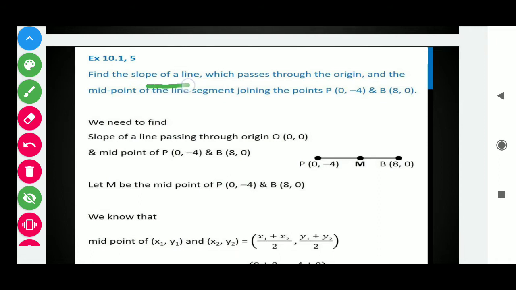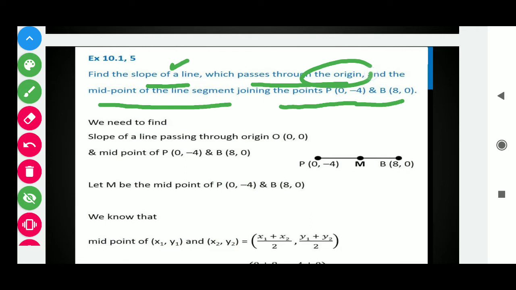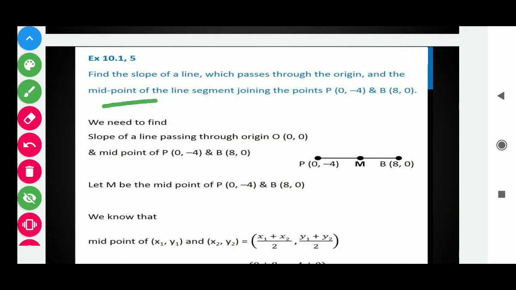Find the slope of a line which passes through the origin and the midpoint of the line segment joining the points P and Q. In this question, we have to find the slope of a line which passes through the origin and the midpoint of the line segment joining these two points. Students, here one point is given. We have to find the slope, and here the angle is not given. So the second method is, if two points are given, then we use the slope formula y2 minus y1 over x2 minus x1. So here the line passes through the origin.